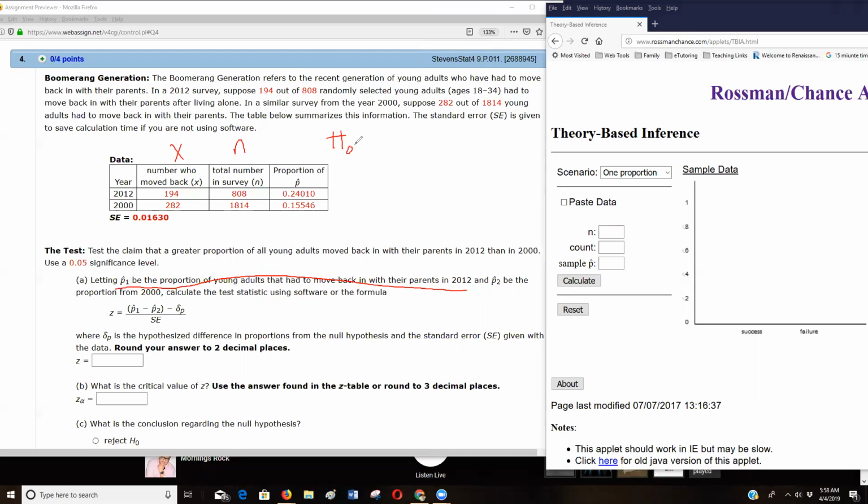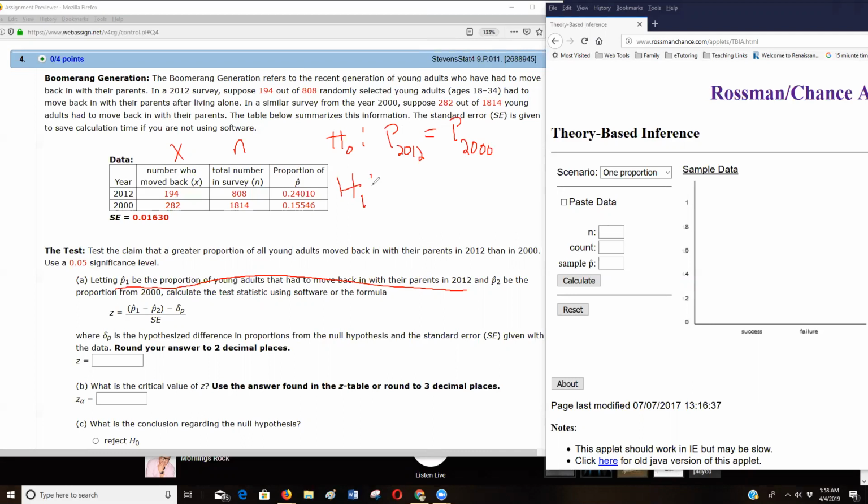So H0 is the proportion of young adults living back home with their parents in 2012 is exactly the same as the proportion of young adults that are back home with their parents in 2000. Any variation, any difference can be explained by random chance, random behavior.